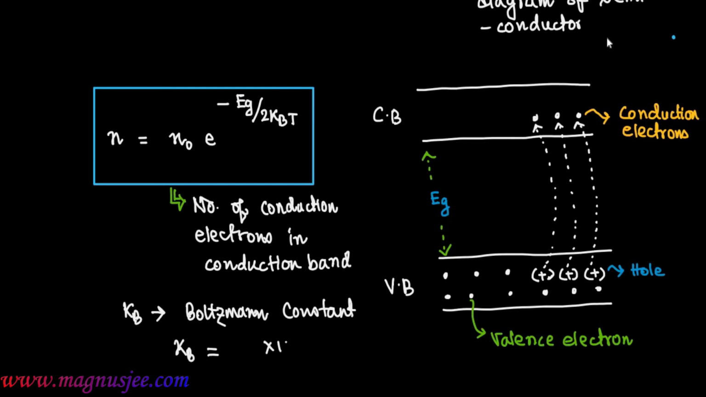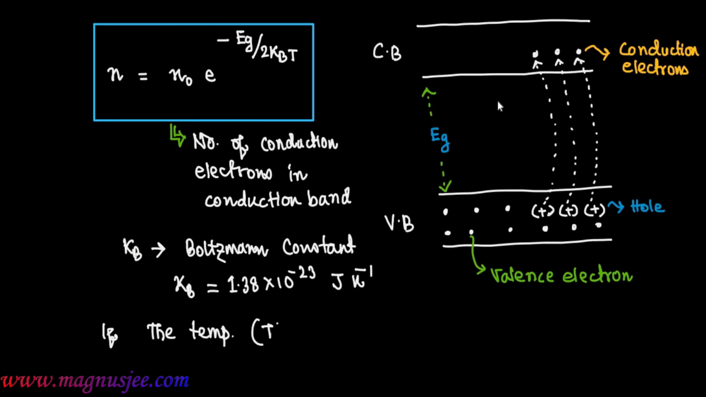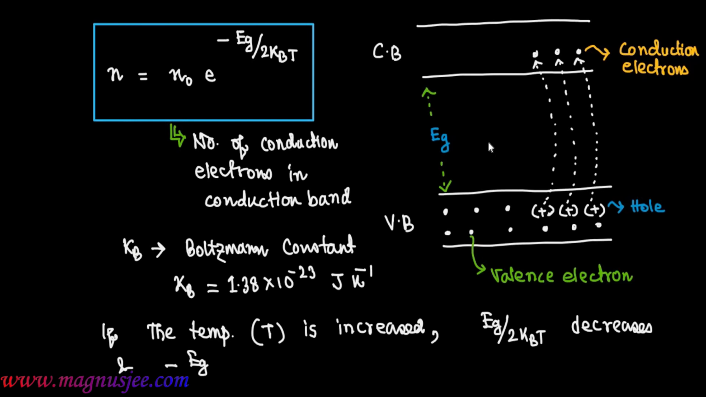K is the Boltzmann constant, which has the value 1.38 times 10 to the power minus 23 joule per Kelvin. In this case, n is the number of conduction electrons in the conduction band per unit volume. If the absolute temperature capital T is increased, Eg by 2kT decreases, and minus Eg by 2kT increases.